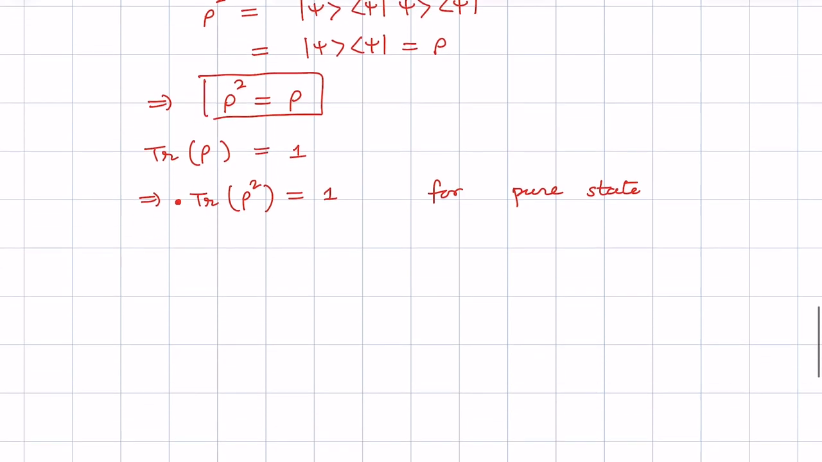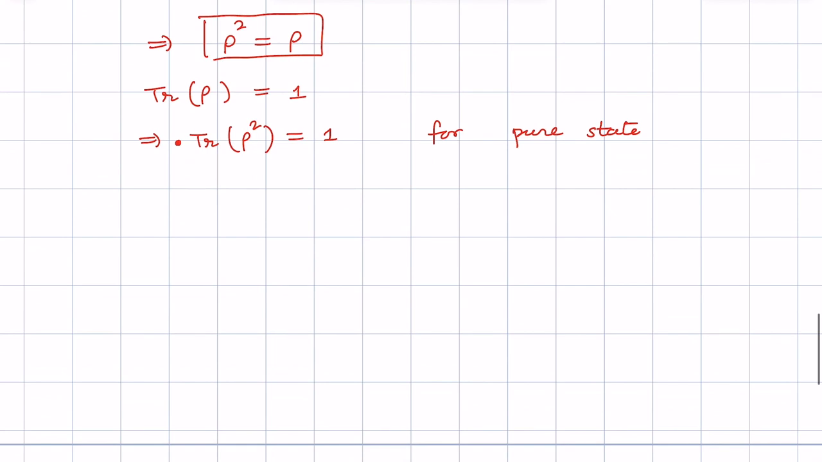Okay. Now what about a mixed state? For a mixed state, the density operator rho is, I am not writing the operator sign any longer now, so you can understand that I am talking about the density operator. So I have this sum over j, p_j, |psi_j><psi_j|.